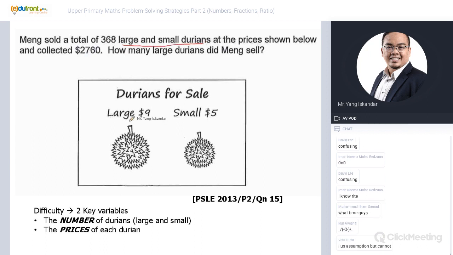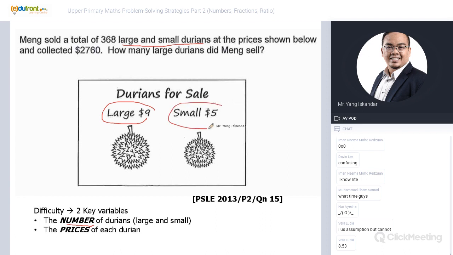Okay, so here, number one is the number of durians. Secondly, we are talking about the price of each durian. One of the variables is the number of durians. Number means what? 1, 2, 3, how many durians? Secondly, we are talking about the price. They give you the price. The large durian costs $9. The small durian costs $5. And they tell you that they collected a total of $2,760.